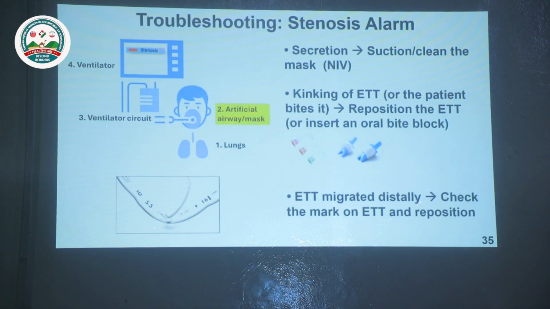And another thing is the endotracheal tube migrating distally, which means one lung intubation. When you move the patient during transportation, sometimes the endotracheal tube is inserted too deeply. This is called one lung intubation. You need to check the mark on the endotracheal tube and do repositioning.